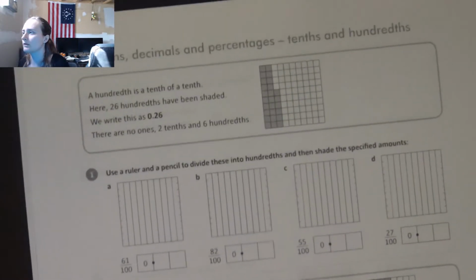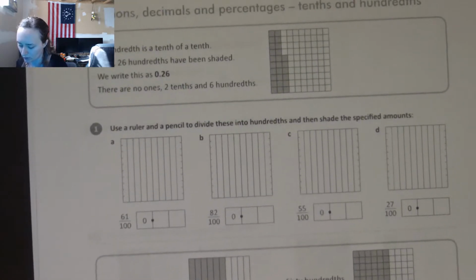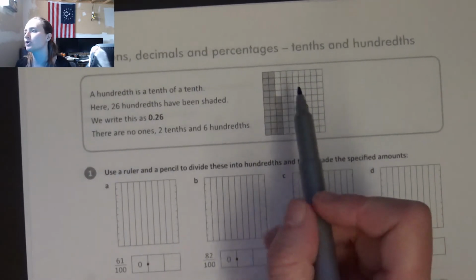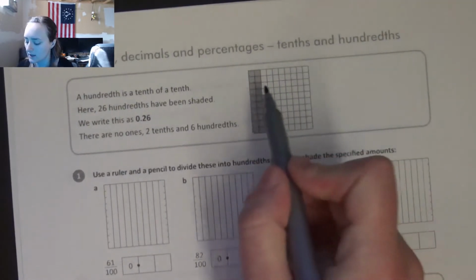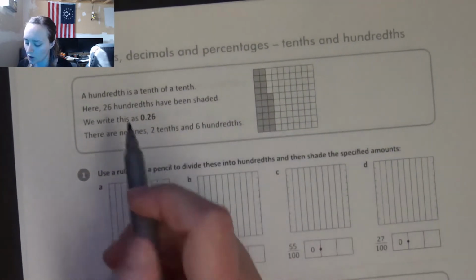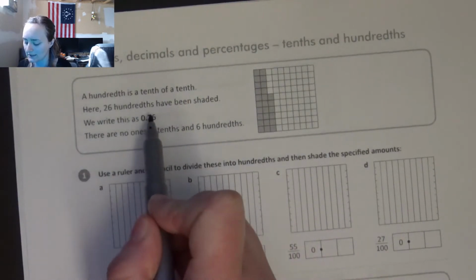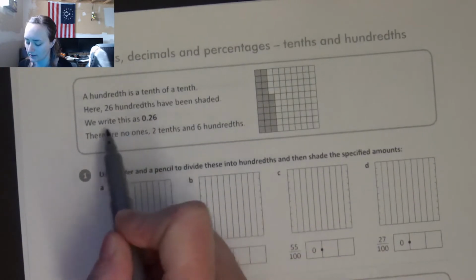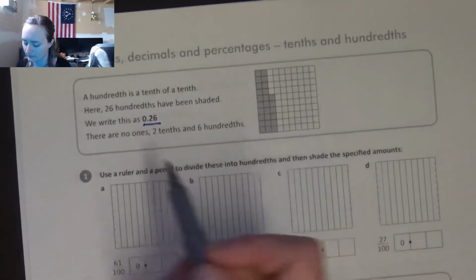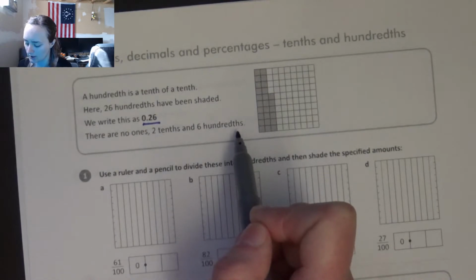Page 3 is more about percentages as well, and decimals, but this time we're going to do hundredths. So this time you're going to divide your square into 10 columns and 10 rows, which makes 100 squares. So 100 is a tenth of a tenth. Here 26 hundredths have been shaded. We can write this as 0 and 26 hundredths. There are no ones, 2 tenths, and 6 hundredths.